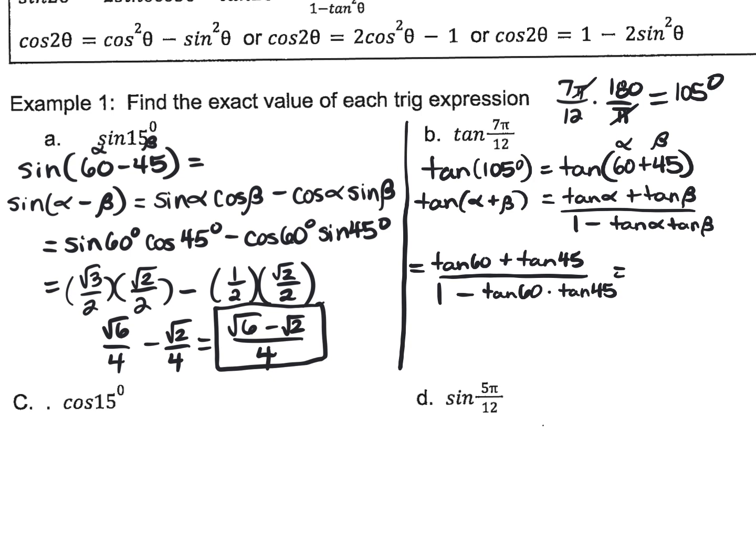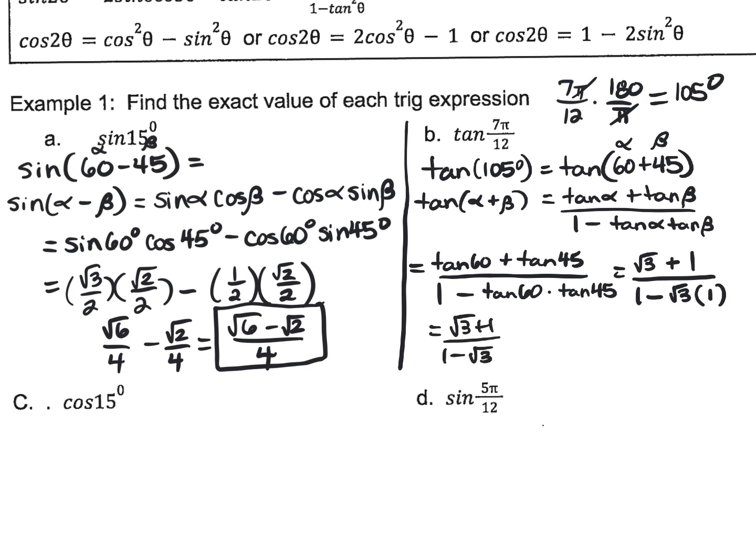So what is the tangent of 60 degrees? Root 3. Plus tangent of 45. 1 minus tangent of 60 is root 3, and tangent 45 is 1. So this is root 3 plus 1 over 1 minus root 3.